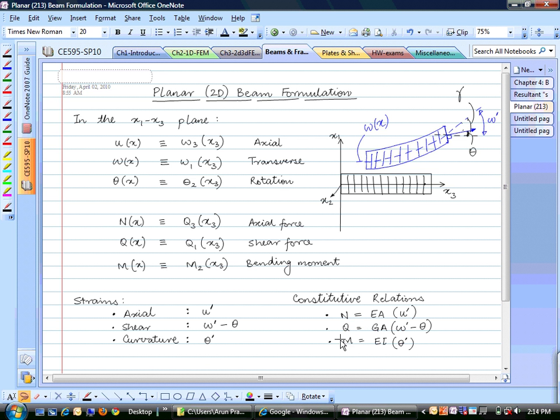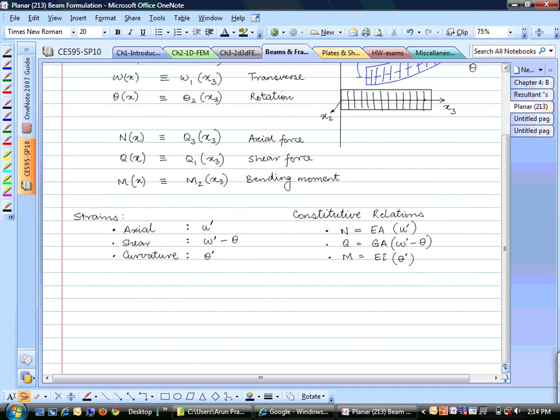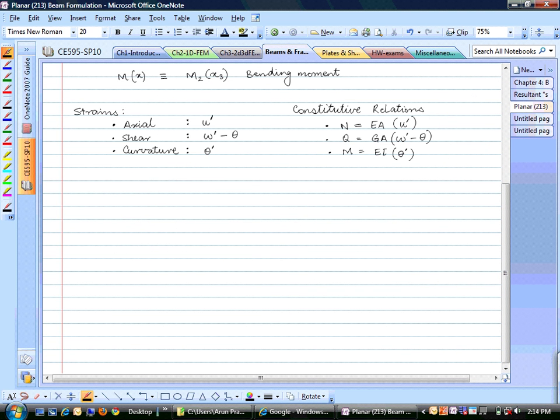And finally, you have the bending moment relationship. Bending moment is EI times, maybe you've seen W double prime, but it is the exact same thing as curvature. EI times curvature is M, okay? And what are the equilibrium equations now? So equilibrium equations would be, what would be the equilibrium equation for axial?